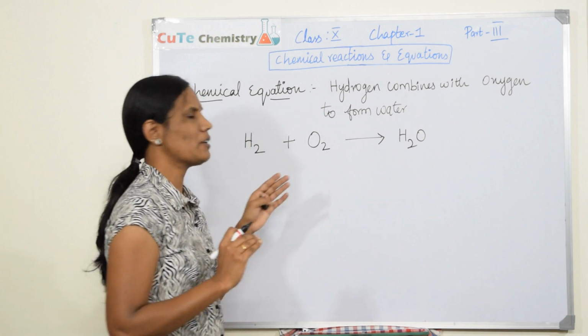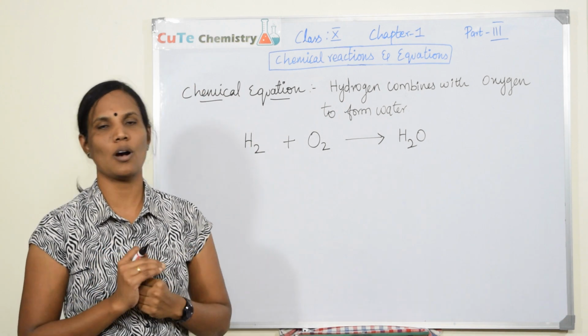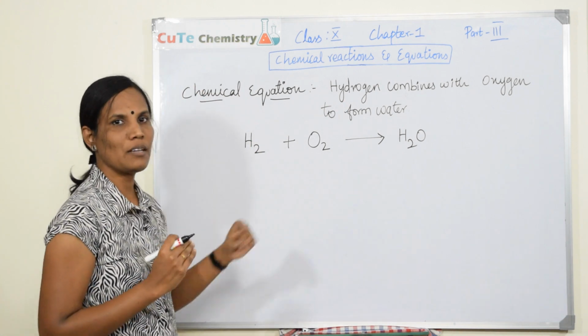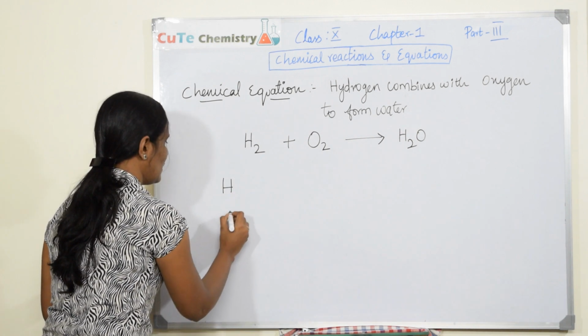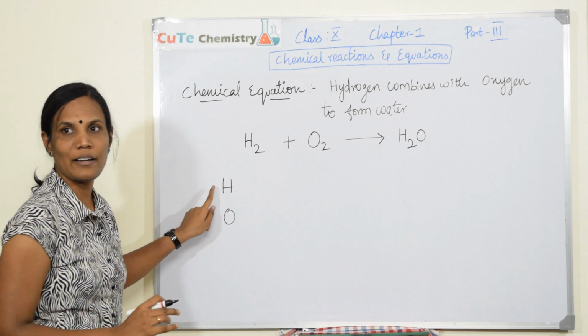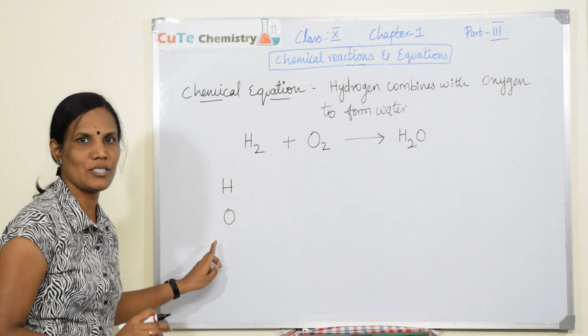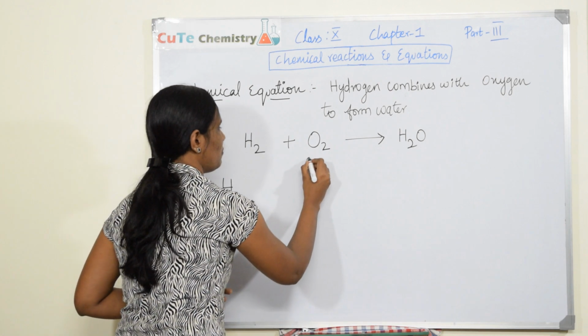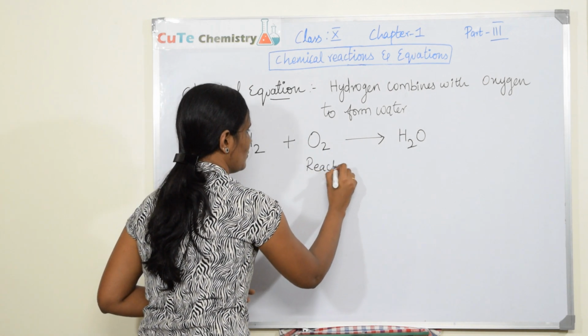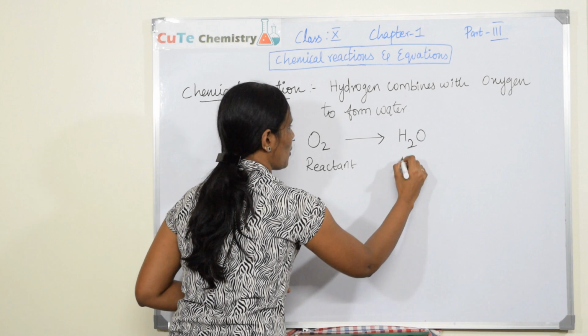Now we have to check whether this equation is balanced or not. For that, we have to follow the same steps. I will write the number of atoms participating in this reaction. Here we have hydrogen and oxygen. Only hydrogen and oxygen are involved in this reaction. We'll check from the reactant side as well as the product side.